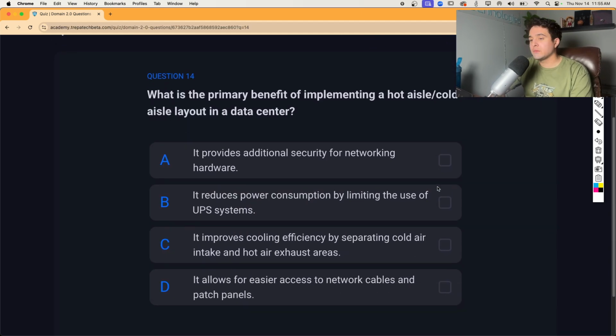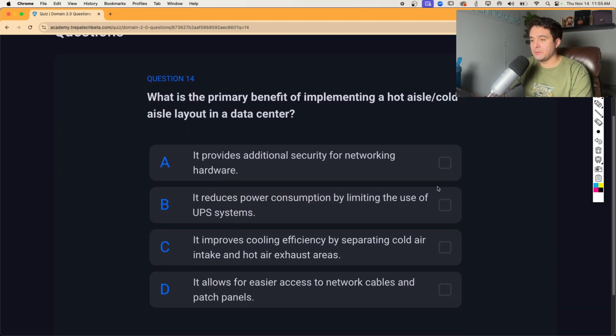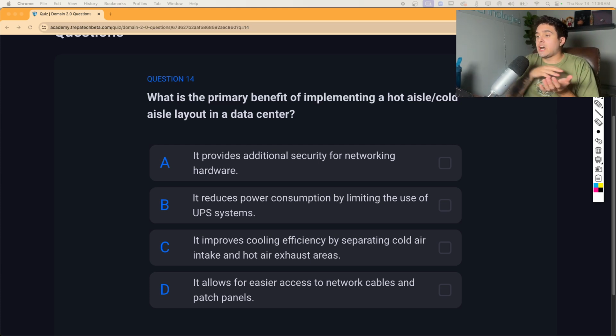Question 14. What is the primary benefit of implementing a hot-cold aisle layout in a data center? So that's just making sure our environmental factors are controlled in our data center. And it does this by pretty much not allowing our devices to overheat, because each device will have an exhaust. Sometimes devices have cold air intake. That's how these network devices that are running 24/7, maybe doing a lot of switching and routing, they need that, right? They need to be cooled off.